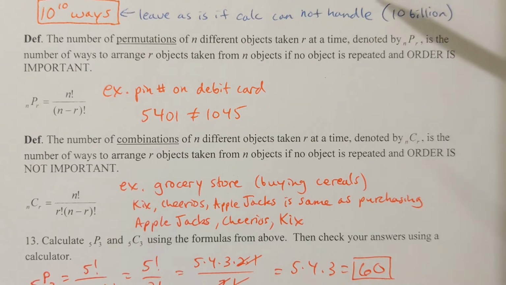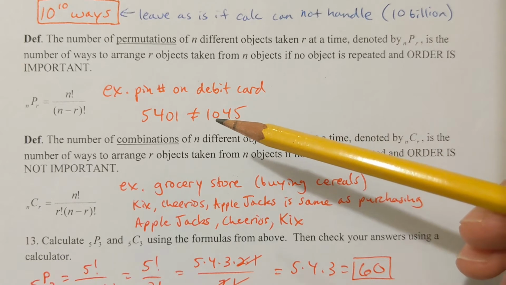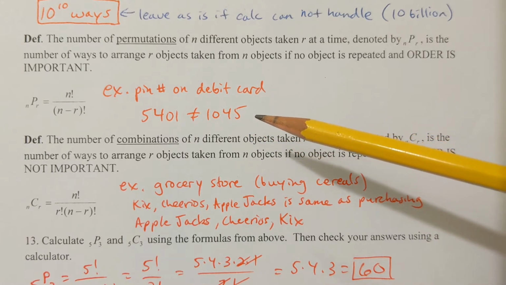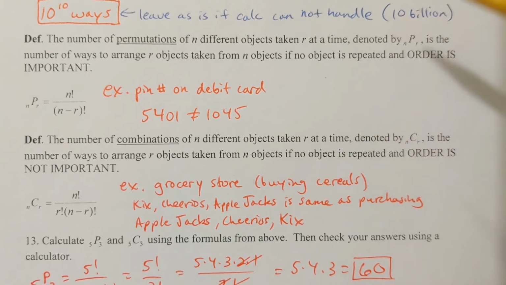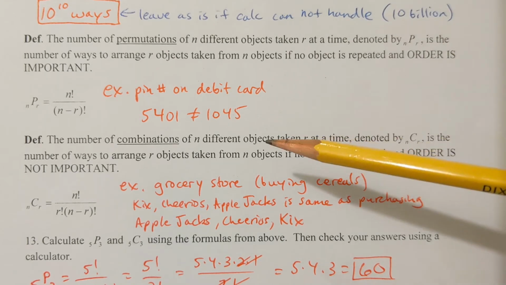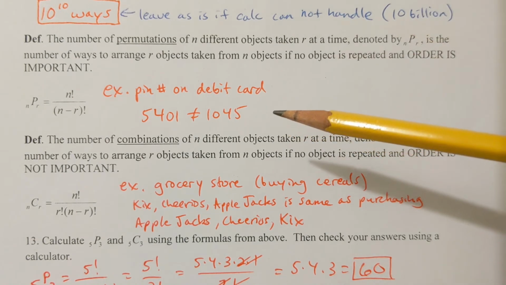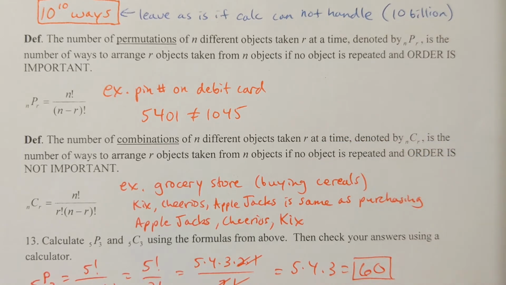Okay, so just to give you an example of order mattering, suppose that you were going to get some money at an ATM. Okay, and you put in the debit card. And let's say your PIN is 5401. Okay, but instead of entering 5401, you enter 1045. Are you going to get your money? No, because the PIN was not correct, right? So that would be an example of a situation where you'd have a permutation, okay, because order matters.